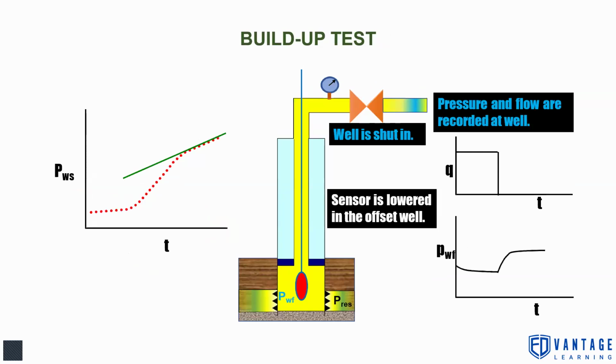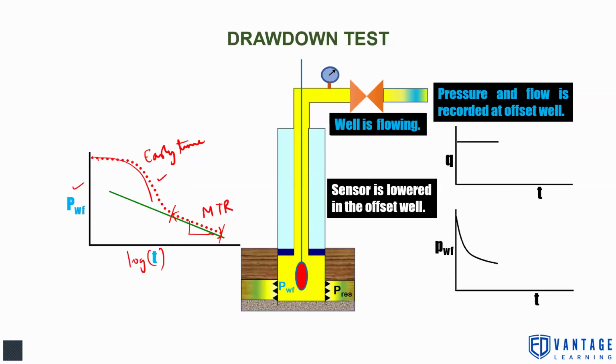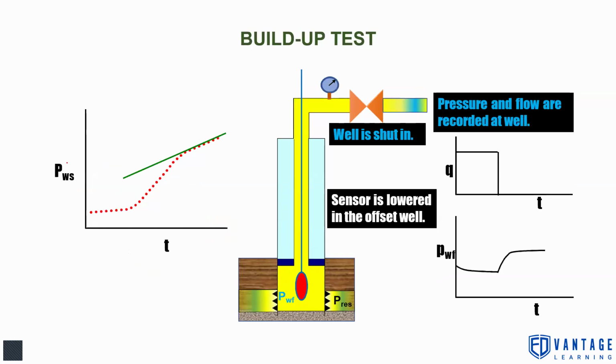In drawdown tests, you can see the Pwf is decreasing with log time. But in build-up test, the Pws, so now it is not flowing, it is shut in. Pws means shut in pressure, and this will increase with time. Initially the increase will be steeper or faster, and then it will be stabilized.